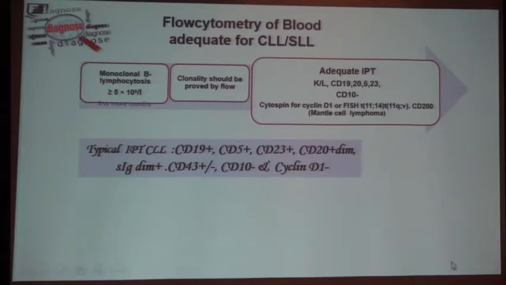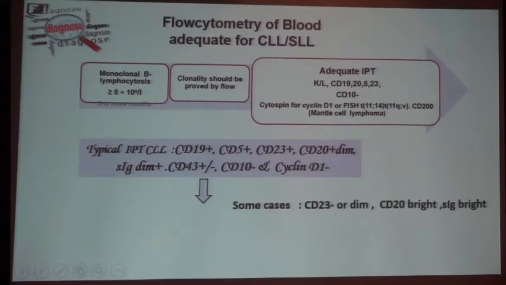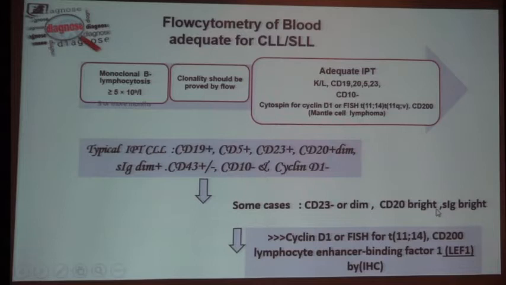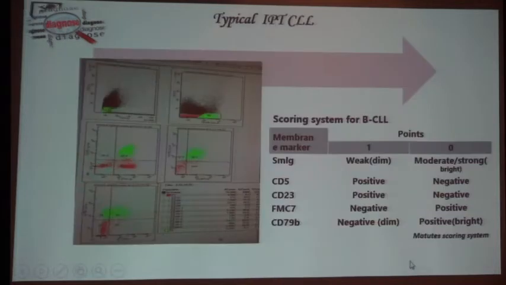And we should do cyclin D1 on the cytospin analysis of the flow of the lymphoid population. Some cases, of course, express CD23 negative or dim, and CD20 may be bright, and surface immunoglobulin may be bright, which gives a false impression that we should differentiate it from mantle cell. So we should also do t(11;14), as we just mentioned, cyclin D1 with immunohistochemistry, and lymphoid enhancer binding factor with immunohistochemistry. So this is the value of the cytospin analysis that it should be added.